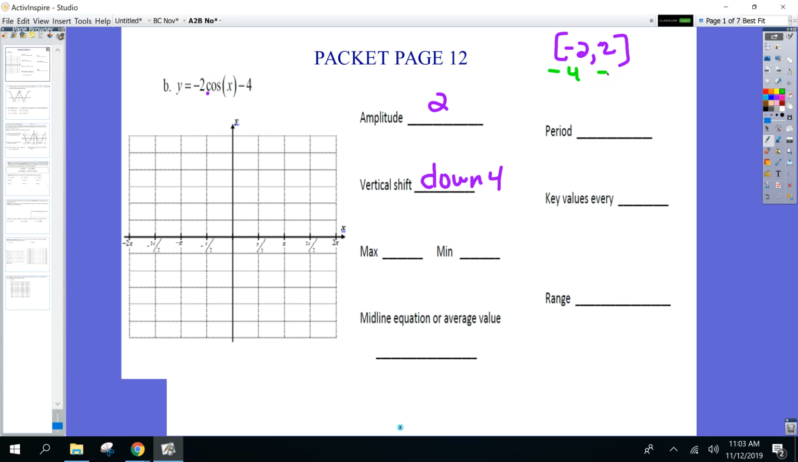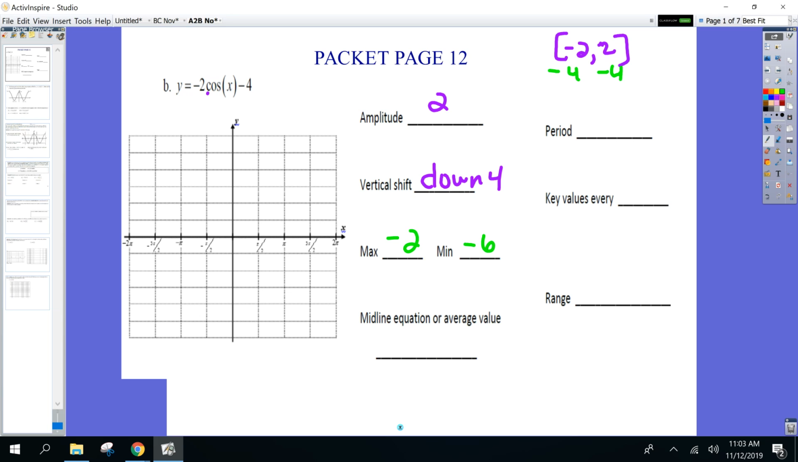So what's my new minimum? -6. And what's my new maximum? -2. Everyone all right on how we got that? I prefer you guys find the min and max before the shift and then apply it.